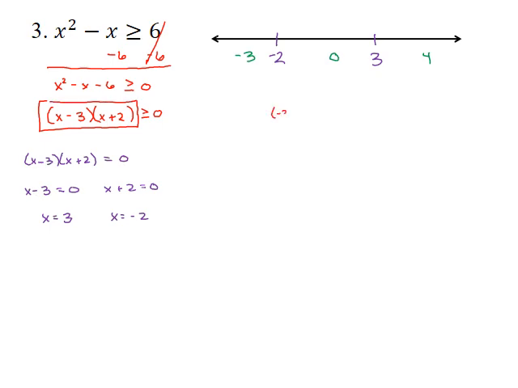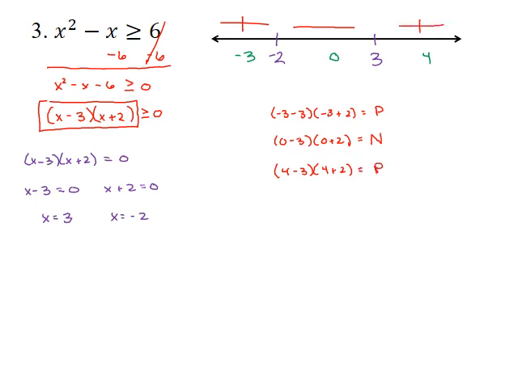So that would end up being negative 3 minus 3 times negative 3 plus 2. So that is a negative number times a negative number, which is a positive number. So that's plus. If you plug 0 in, that is 0 minus 3 times 0 plus 2, which is a negative number times a positive number. So that is negative. And finally, if I plug in 4, that's 4 minus 3 times 4 plus 2, which are both individually positive. So multiplying them together also makes it positive.